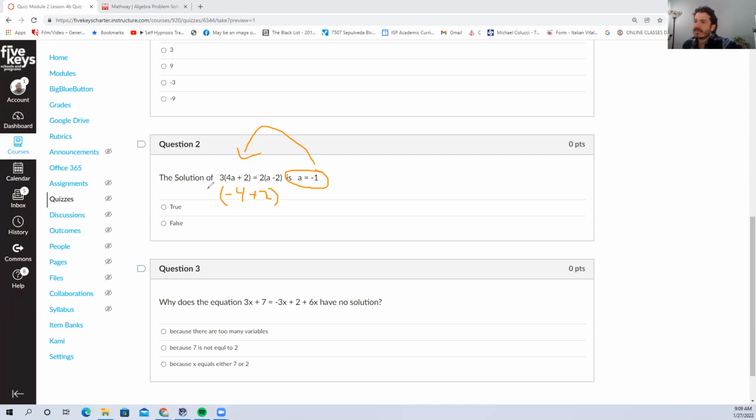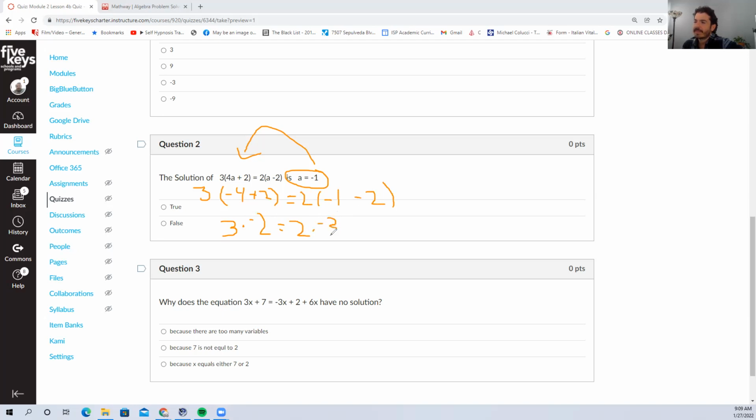This is times 3. All I did was I substituted the -1 in for the a, and I went 4 times -1 is -4 equals 2 times a. I'm going to substitute in my -1 minus 2. Okay, this is 3 times, here's my integer addition, -4 plus 2 is -2 equals 2 times -1 minus 2 is -3.